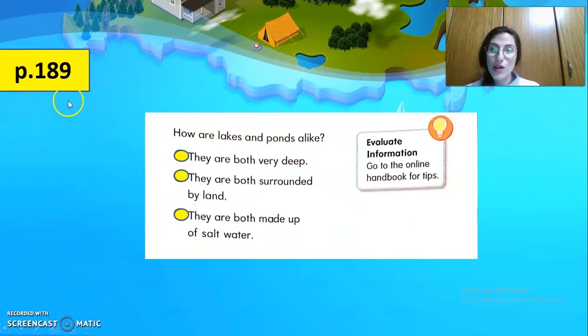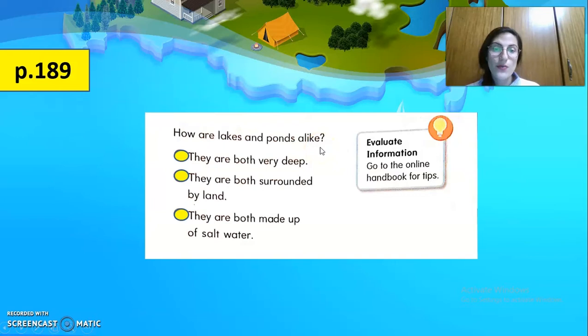We open to page 189 and we follow. You guys are expected to have solved these two pages previously and you're just following with me over here, okay, on page 189. You're supposed to solve the two questions on page 189 on your own, and now you're just double checking if you solved correctly and listening to the explanation. Clear? So, how are lakes and ponds alike?